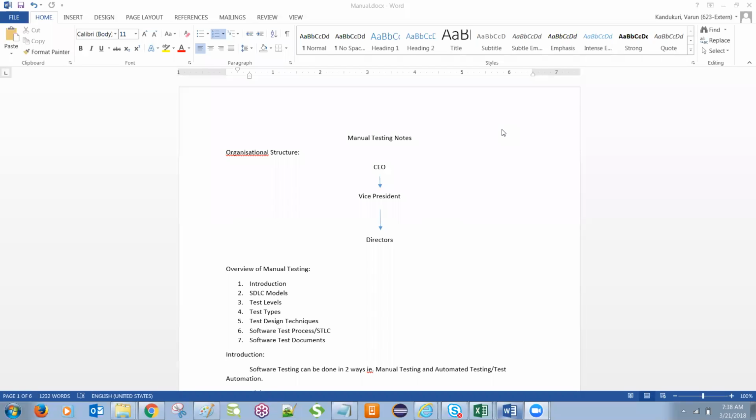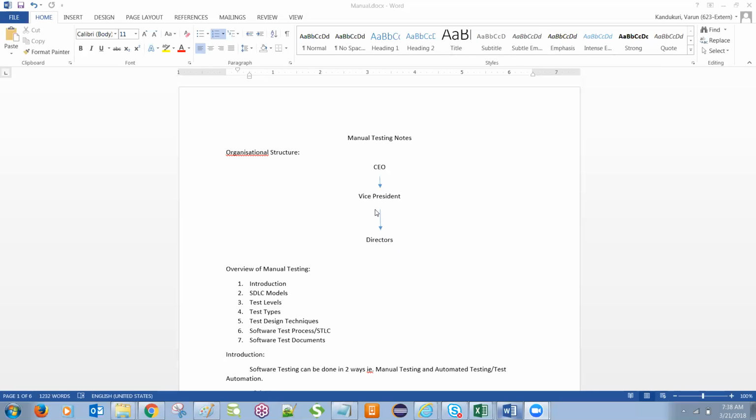Yeah, tell me. Okay, so the first thing is organizational structure. I think you know about the organizational structure, but even though I'm recalling this concept one more time. In any organization, especially our IT organization, there is one CEO, and there are vice presidents and there are directors. There are many vice presidents and there are directors. And the director is the first responsible person. He takes the responsibility of the vice president.